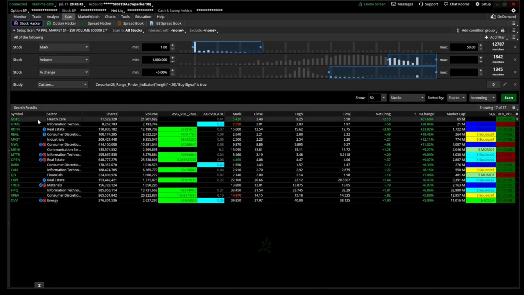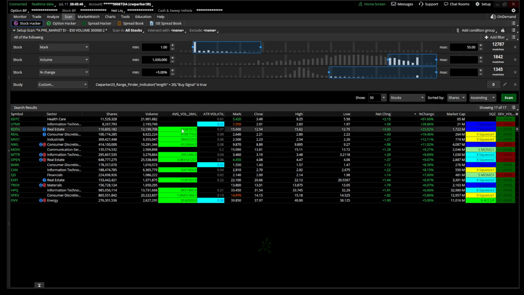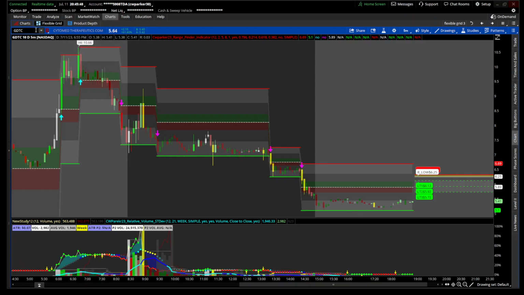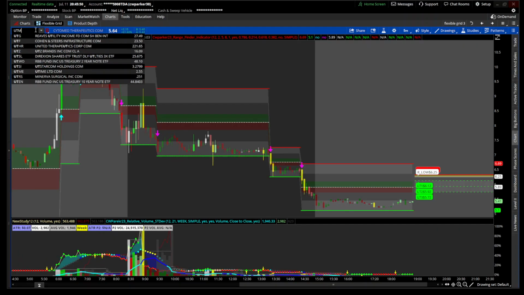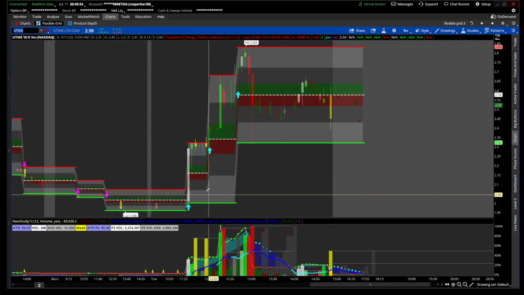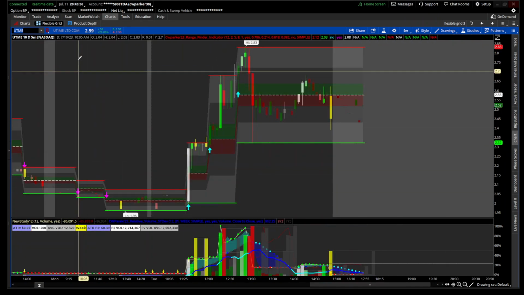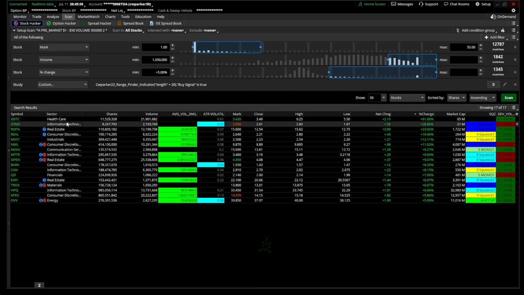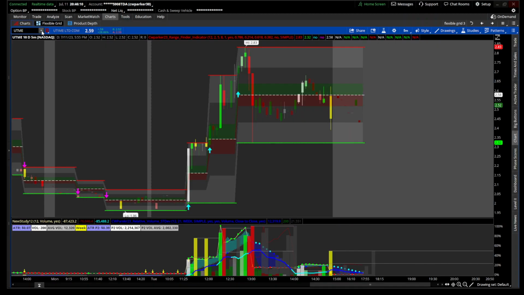And we can go back to the scanner, and the next one is UTME. And this is a low volume stock. UTME volume, I only had 2 million a day, which kind of sucks. So this wasn't a good example. Redfin is a good example. RDFN. I like Redfin.